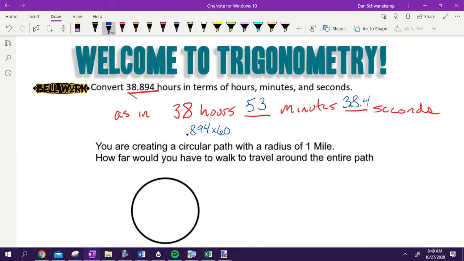Make sense on that conversion? So we did this, we got the 0.64, and then we took 0.64 times 60. We're doing the exact same thing today. Exact same thing, no different at all.